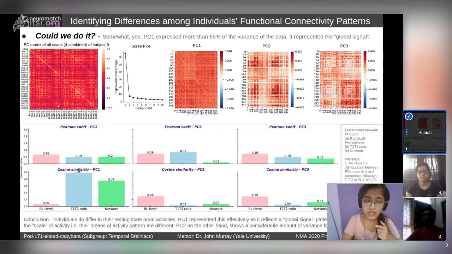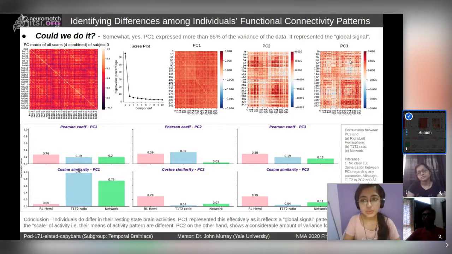We took only the lower half, condensed it into a 1D array, and then combined all these 339 arrays. Further did PCA on this. The scree plot represents that our PC1 reflected more than 65% of variance of our data. PC1, as we can see, has only positive values, which represents a global signal pattern. That is, all individuals do differ in the mean activity. Their scales of activities differ. That is what we inferred from our PC1.